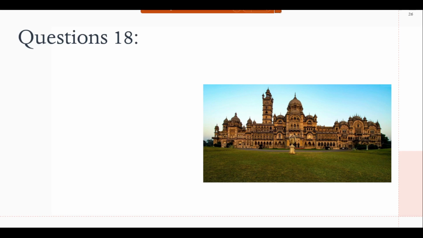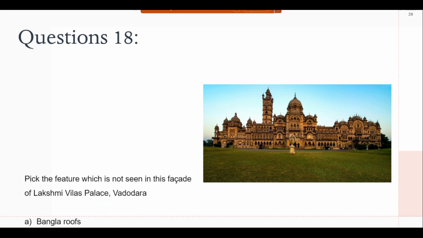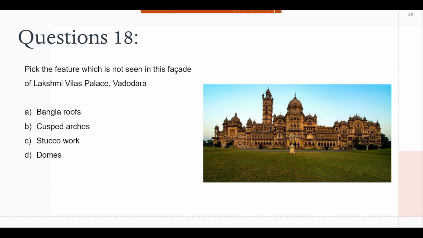Yeah, this one, Lakshmi Vilas Palace. Where is it? Gujarat, yes, it is in Vadodara. So pick the feature which is not seen in this facade of Lakshmi Vilas Palace, Vadodara. The options are bungalow roofs, cusped arches, stucco work, or domes. Stucco work. Okay, we can't see the stucco work in the facades, right? No.